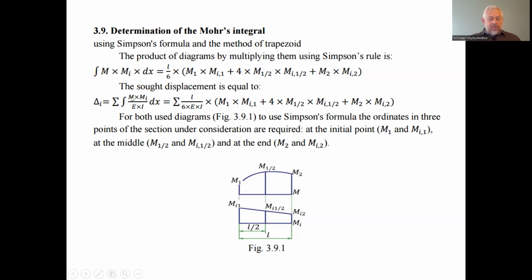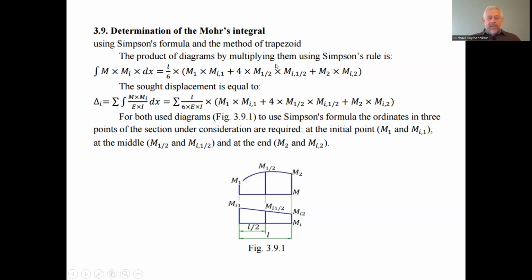And besides, we have other rules, besides the direct finding of the product of two functions in the integrand and doing the mathematical transform of the integration. Besides the use of the Vereshchagin rule to find the product of the diagrams and to find the displacement, we have other widely used approaches. One is the method of Simpson, and another is the trapezoid method. In this article, we consider these two approaches to find the Mohr integral and to find the displacement of the assigned point of the mechanical system, in the direction indicated in the assignment.